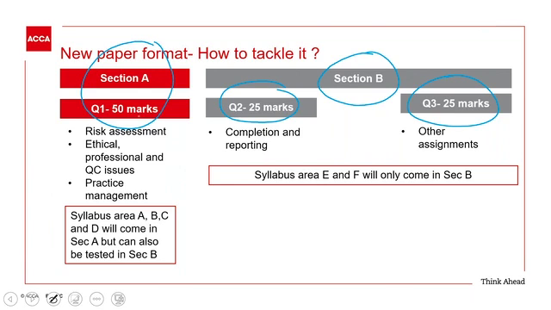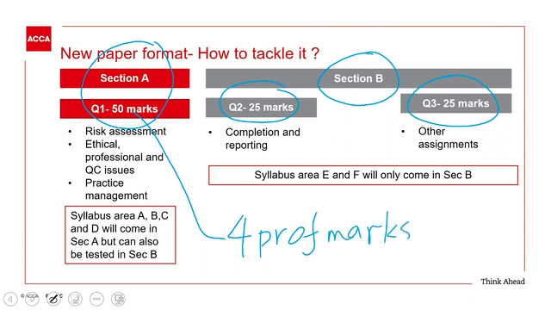So technically, question number 1 is now of 50 marks, which also includes the 4 professional marks, right? So in these 50 marks, there are still 4 professional marks. And the 4 professional marks are still the same as with the previous format of the paper. That is to write a briefing note. You will still be writing a briefing note in the new paper format. So the briefing note requirement remains the same as in the previous exam settings.